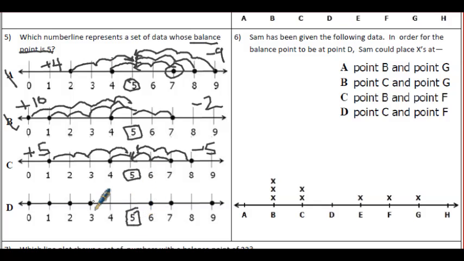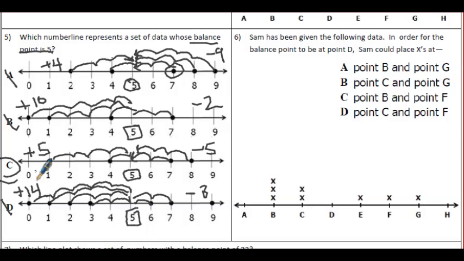Let's try D to double check. I'm going to add 2, 3, 4, 5, 6, 7, 8, 9, 10, 11, 12, 13, 14. So I added 14 to get everything on the left side to 5. And I'm going to subtract 1, 2, 3, and then I should have subtracted a few more, 4, 5, 6, 7, but subtracting 7 and adding 14 doesn't balance out, so C is correct.